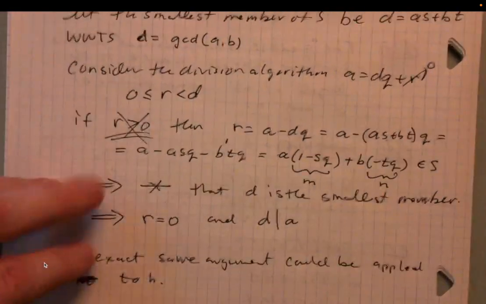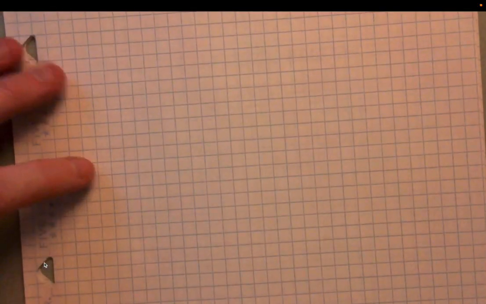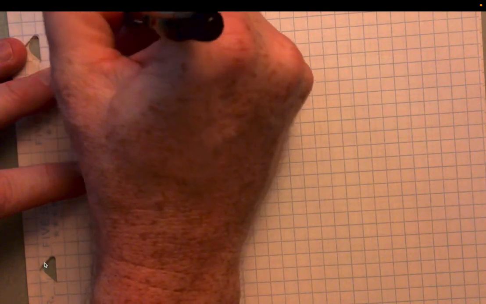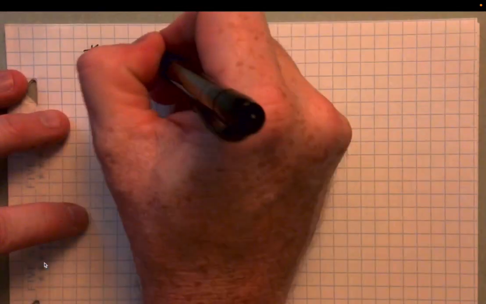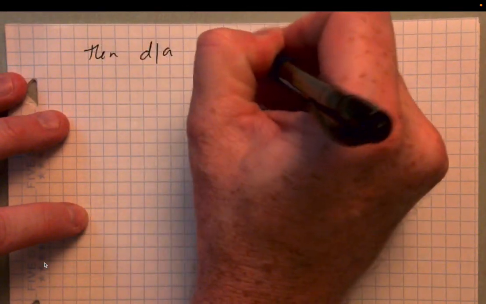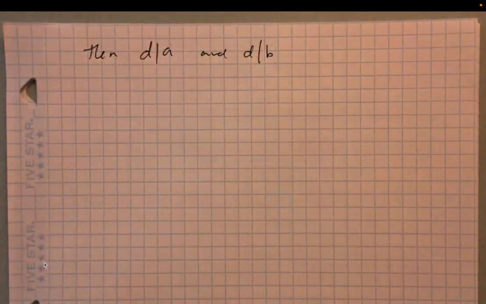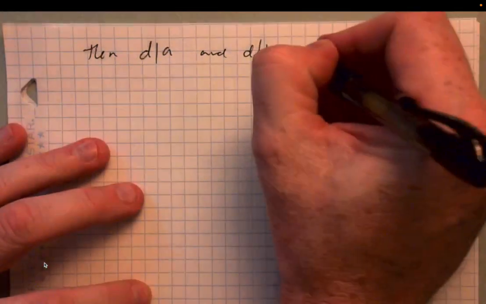Okay, so what do we have so far here? What do we know? d divides a, and d also divides b. And so what that means, obviously, is that d is a common divisor of a and b.